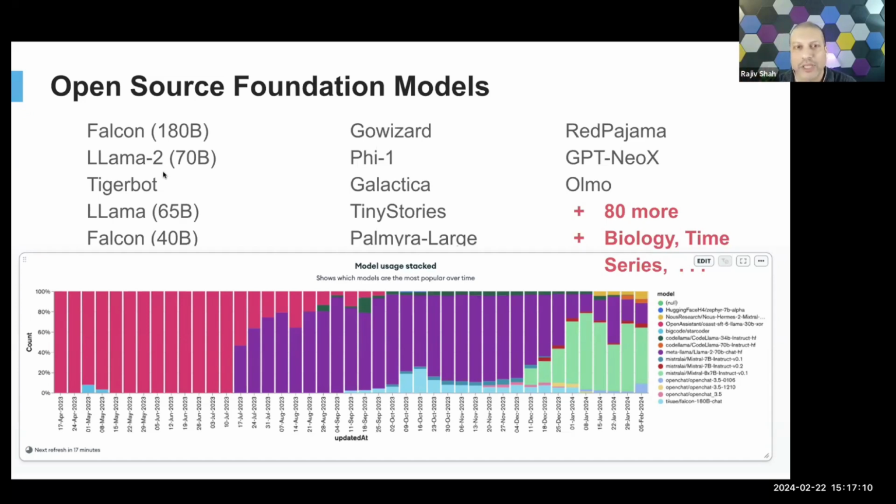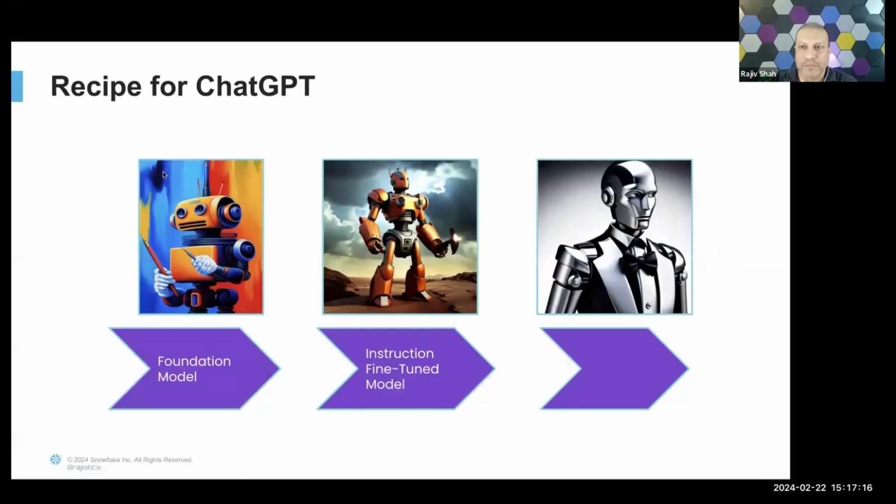Google released a model yesterday. There's so many of these kind of models that are coming out that are changing on a regular basis as well. And so that's the first step is you need this kind of foundation model been trained on lots and lots of data. But those models just do that next word prediction.